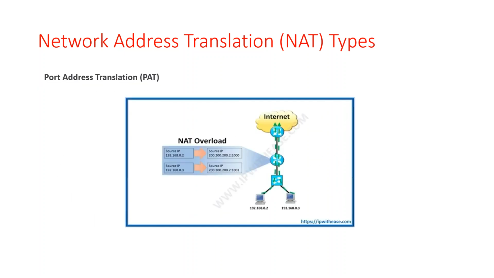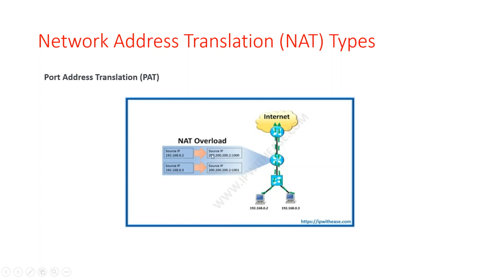So there is a scenario of port address translation configured on a router for giving internet access to multiple inside hosts. Inside hosts means private IPs, that is 192.168.0.2 and 192.168.0.3. This network address translation router translates the private source IP of LAN endpoints into the same public IP, but with different port numbers.